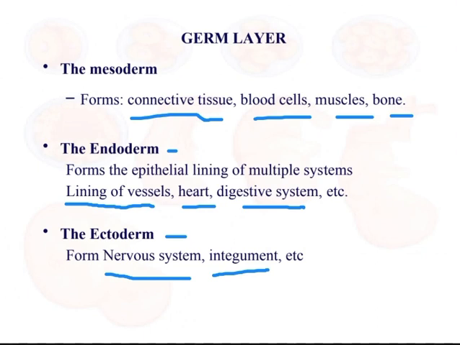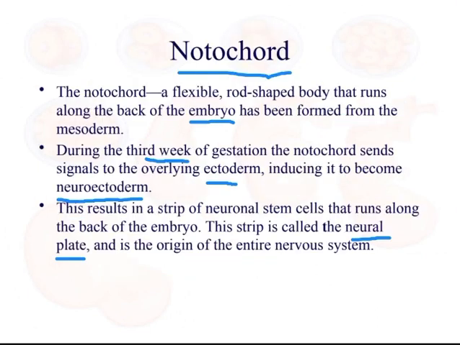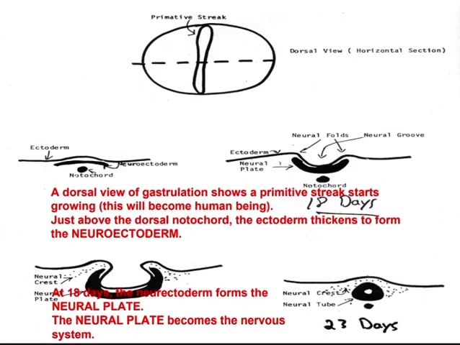Don't get confused, the endoderm we will talk about in another lecture. We have the ectoderm. So when we go here, we have the notochord formed from the mesoderm, which will give a signal to the adjacent or nearby ectoderm. These cells will become neuroectoderm cells. This is what basically happens.